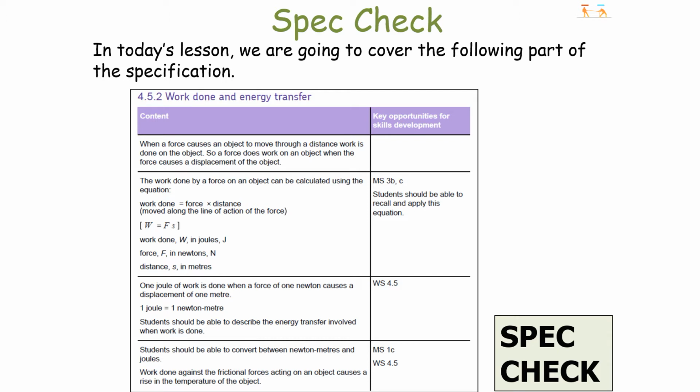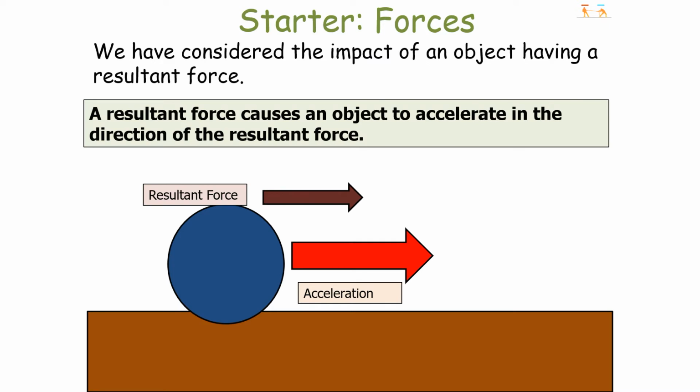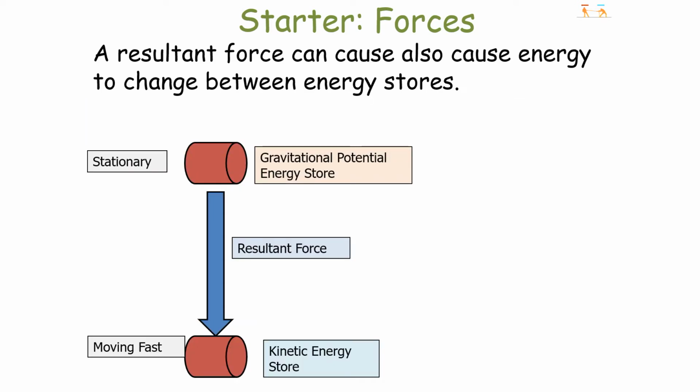of the GCSE Separate Science Physics specification of 4.5.2 work done in energy transfer, which is found in the forces topic. Previously we've considered the impact of an object having a resultant force. A resultant force causes an object to accelerate in the direction of the resultant force, but a resultant force can also cause energy to change between different energy stores. For example, an object can change its energy store from a gravitational potential energy store to a kinetic energy store with a resultant force being applied to the object.